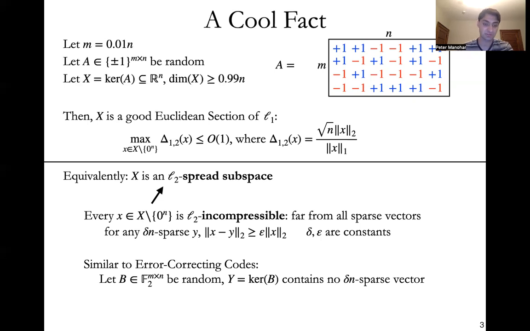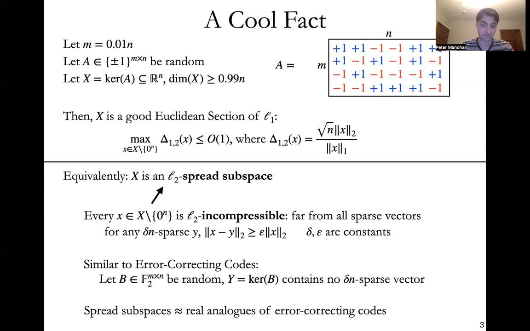And this should remind you maybe of the definition of an error correcting code, where for an error correcting code, we say if we take a random m by n matrix over F2 and we let Y be the kernel of B, then Y is a good error correcting code, meaning that it does not contain any delta n sparse vector. And so not only does X being L2 spread mean that X does not contain any delta n sparse vector, it does not even contain a vector that is close to being sparse. So in this sense, we can think of spread subspaces as being like real analogs of error correcting codes.